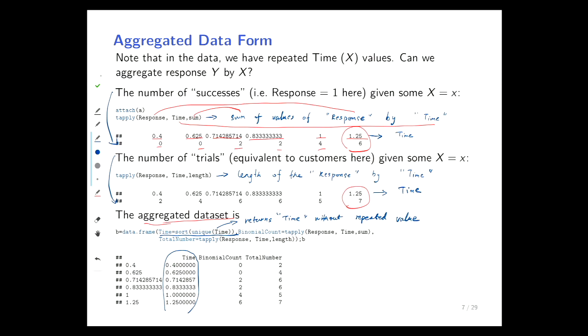And also we use the sort function because we need to consider the time from the smallest to the largest, to keep consistent with the rows here. If you look at the rows here, the time is from the smallest to the largest, and also the rows here from the smallest to the largest. So that's our first column to define time. And also we can compute the number of success, and we call it binomial count, the number of success, which is actually our binomial count. So this column is actually from here.